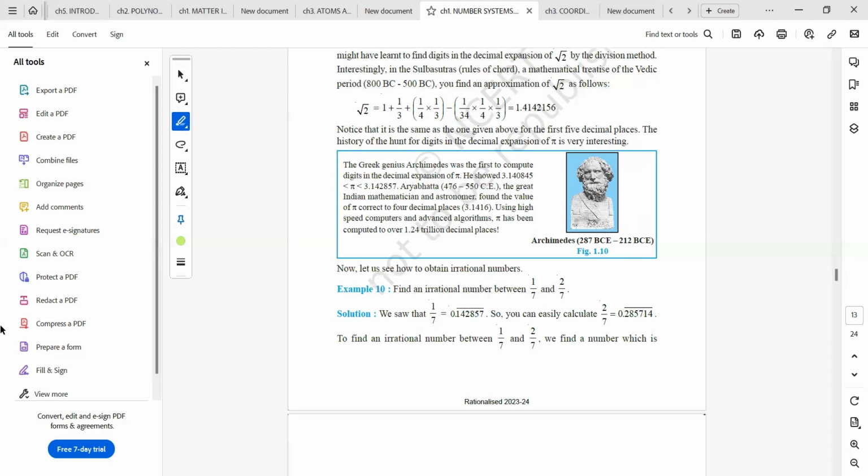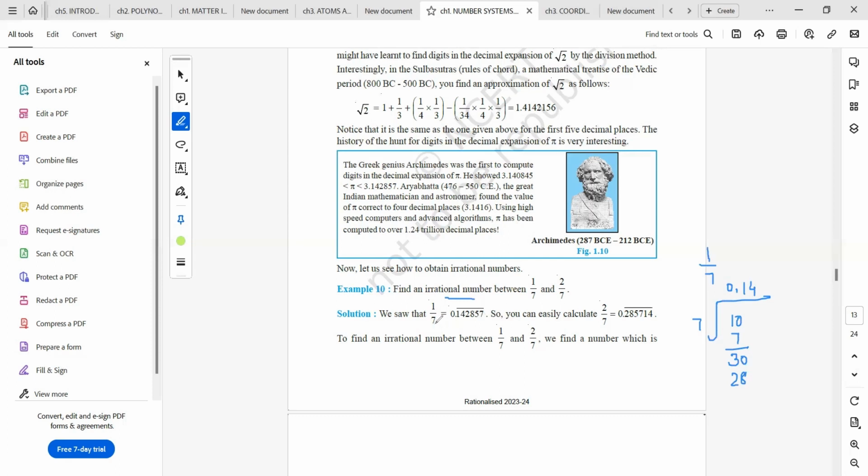Now, how to find an irrational number? There's a very simple technique given to you. Like if you need to find an irrational number between 1/7 and 2/7, what you can do? We have just divided 1/7. It was like this: we have 7 and 1, then we put a decimal. It is 10. Then 7 ones are 7, then it becomes 3. We put a 0. 4 sevens are 28. Okay? So that is recurring, because you will always get 142857.